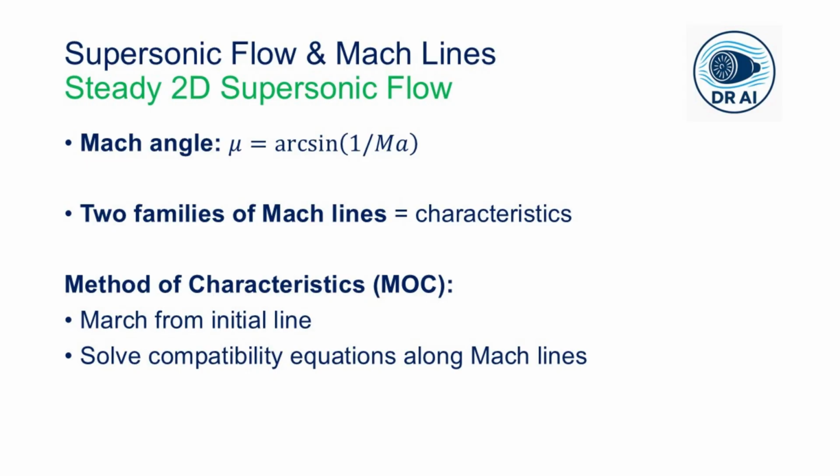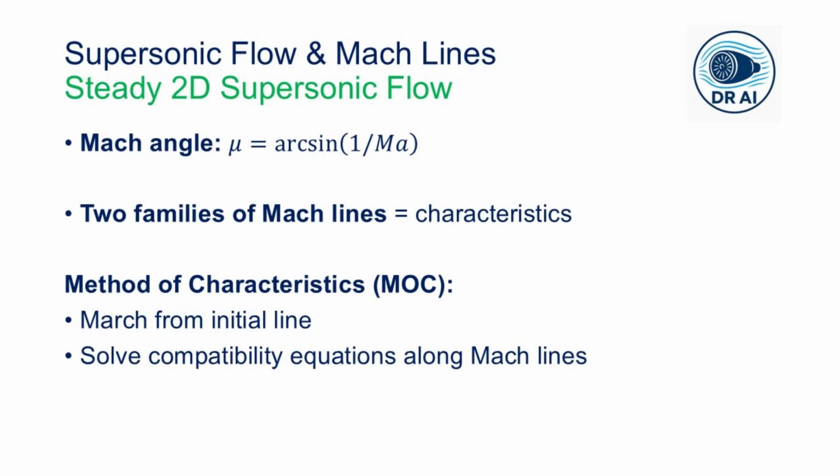As far as the application to the supersonic flow is concerned, in steady 2D supersonic flow, the characteristics are the Mach lines, lines making an angle mu equal to arcsine of 1 over Mach number with the velocity vector. So these two families of Mach lines form a characteristic grid. The method of characteristics is actually used to solve the supersonic nozzle and the external flow problems.